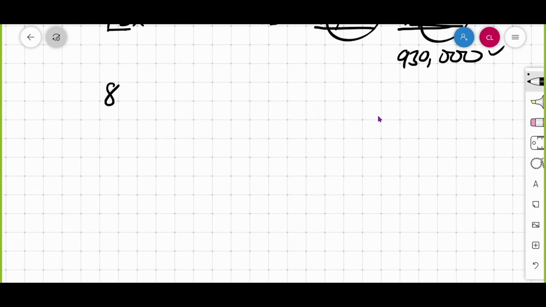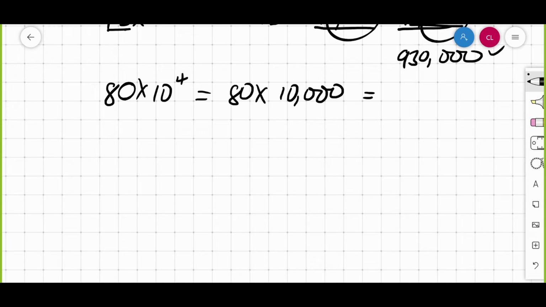All right, Chamisha, give me the one that you have made. 80 times 10 to the fourth power. 80 times 10 to the fourth power is the same as 80 times 10,000. What's your answer? 800,000. Okay, so that's good.